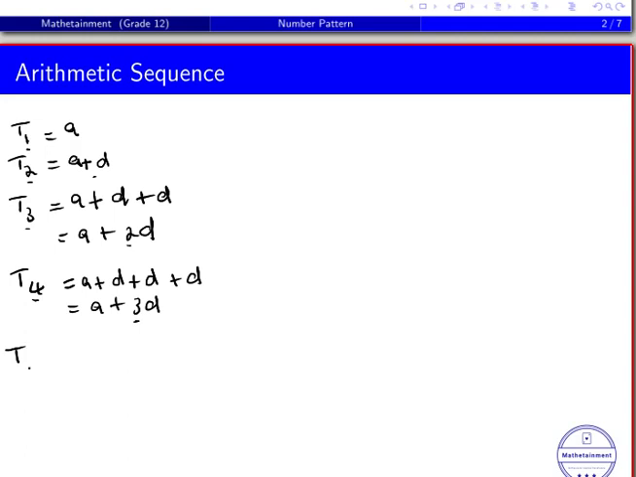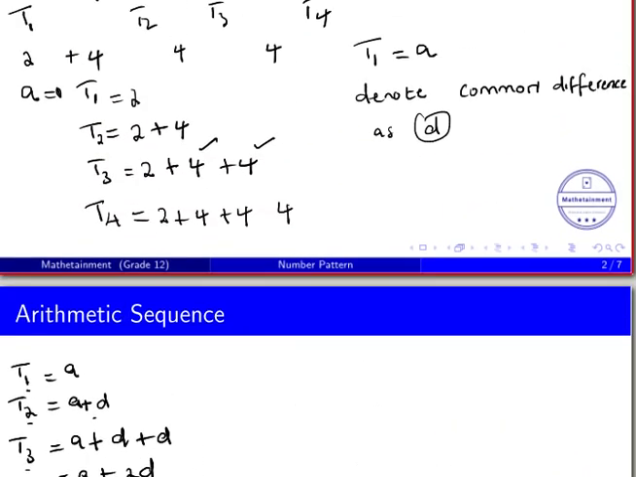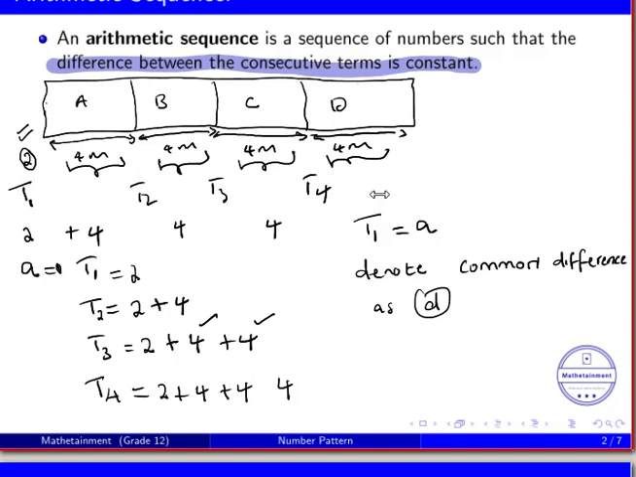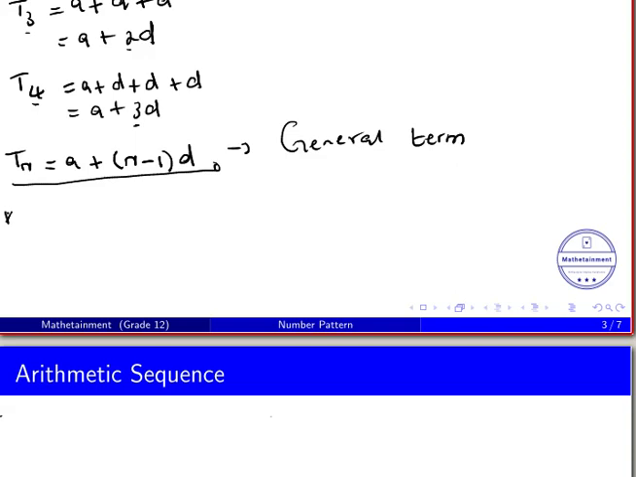That means if I'm relating the nth term to my first term, the nth term is equal to your first term plus n minus 1, then multiplied by D. This is what is regarded as your general term. So this general term can be used to calculate any number that is within your sequence. One more thing that I want you to know is how to find your D, which is your common difference.